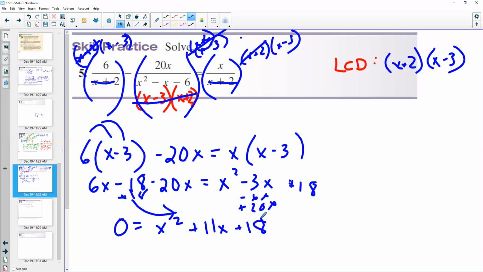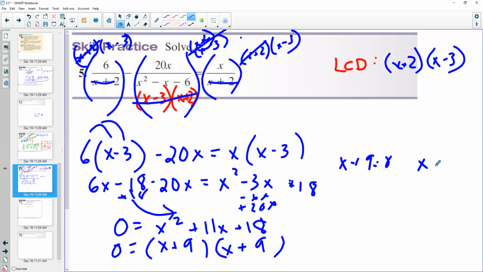We're back to a spot we know, right? So multiplication property is 0. Let's see, multiply to 18, add to 11, that's x plus 9, x plus 2. X plus 9 equals 0. X plus 2 equals 0. X equals -9, x equals -2.